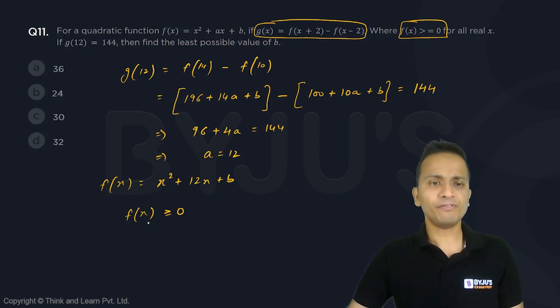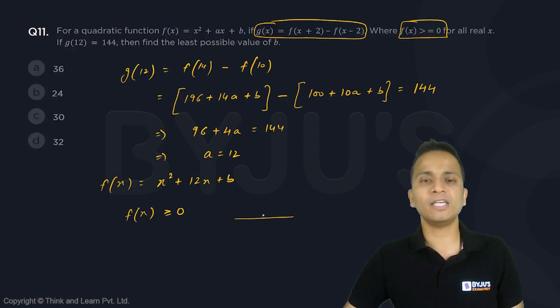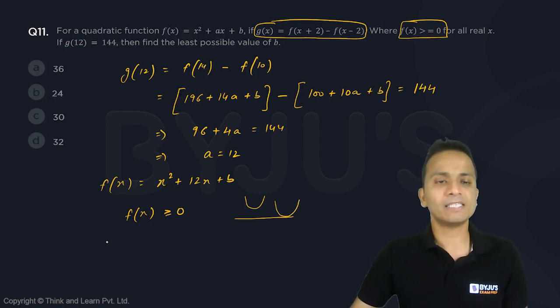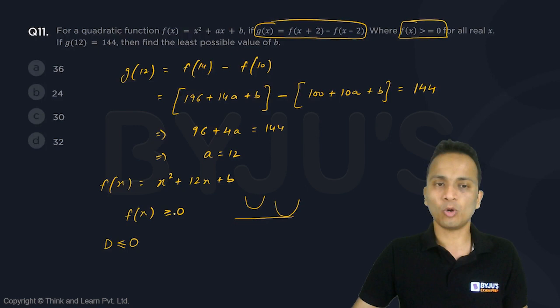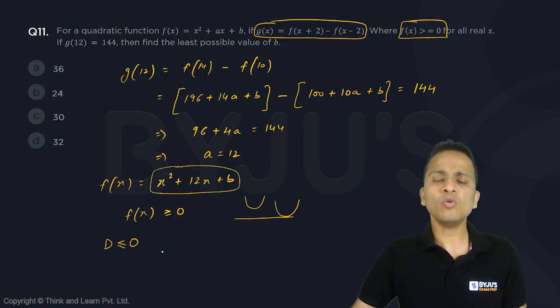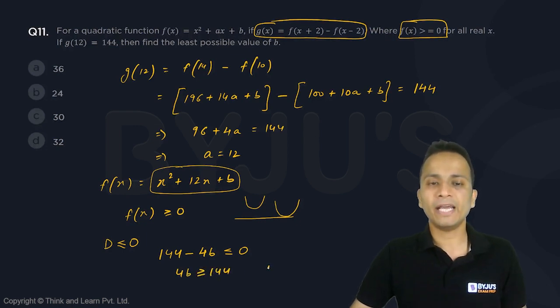So if the function is greater than or equal to 0, either the graph will be completely above the x-axis, or it will just touch the x-axis. Now if I combine these scenarios, I can say that the discriminant will always be less than or equal to 0. The discriminant in this function will be b square minus 4ac, that is 12 square, which is 144, minus 4 times b, which will always be less than or equal to 0. So we can say that 4b will be greater than or equal to 144, and hence b will always be greater than or equal to 36.